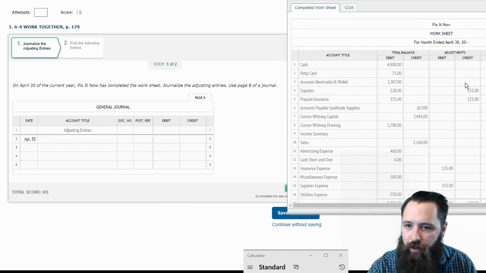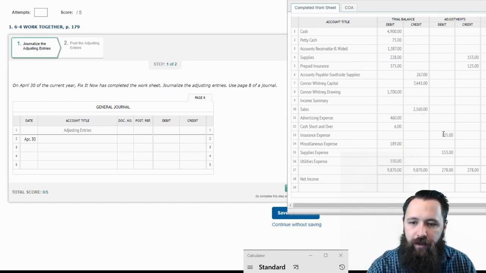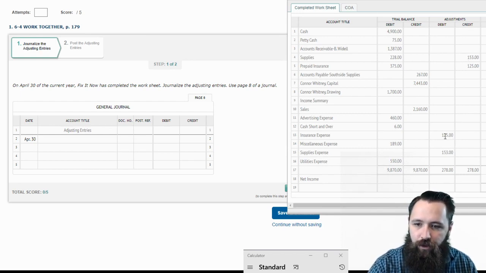We have 2 credits, supplies and prepaid insurance here. And then we have our insurance expense and our supplies expense. Obviously, supplies and supplies expense are going to be connected, and so are insurance expense and prepaid insurance.